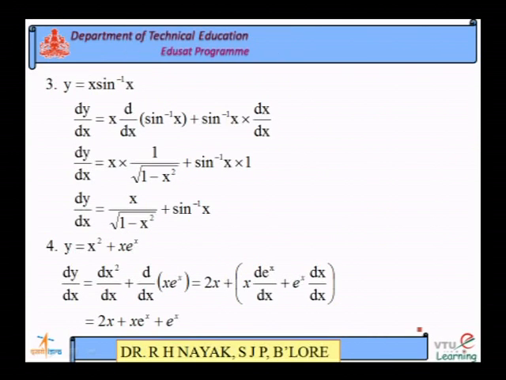You take the third example, y is equal to x into sin inverse x. x is taken as u and sin inverse x is taken as v. This is u, and this is v. You just extend this to the product rule: u into differentiation of v plus v into differentiation of u.